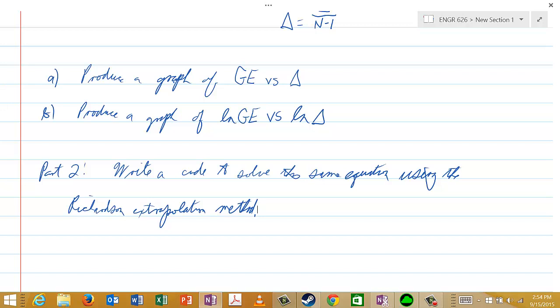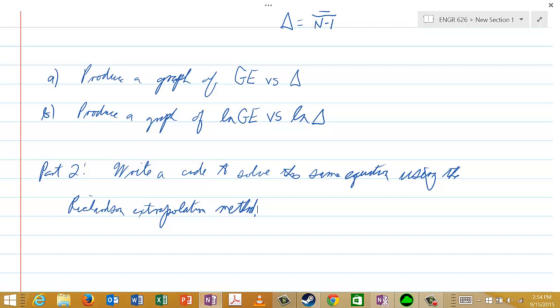Well, again, you're going to start with this code from part 1. That is, you're going to make a code that will loop, and each time it goes through the loop, it will cut delta in half. It starts with delta equals h, and then delta equals h over 2, delta equals h over 4, delta equals h over 8, etc. The only difference now is that for each value of delta, you're going to have to now generate 2 solutions rather than just one solution.